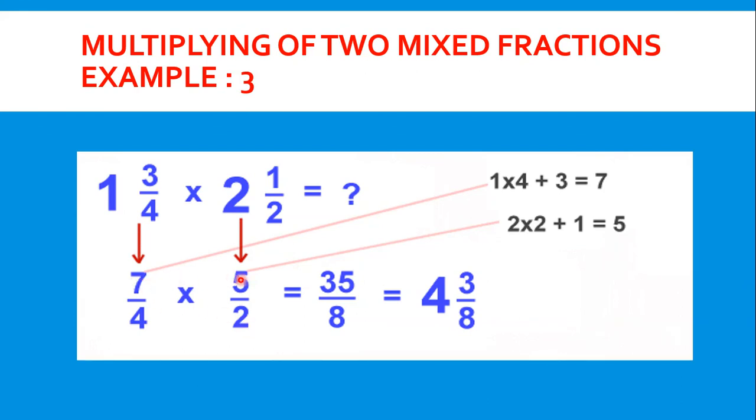Now numerator to numerator, 7 multiplied with 5. So 7 fives are 35. 4 multiplied with 2. 4 twos are 8. So what you will get? 35 upon 8, and easily you can convert this to mixed. Why? Because this is improper. 8 fours are 32. 35 minus 32, it will come 3. So in short the answer will come 4 and 3 upon 8.